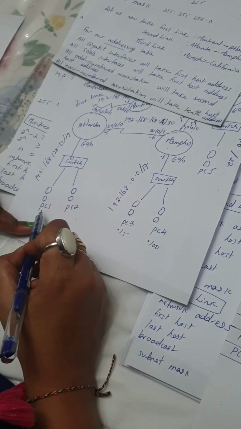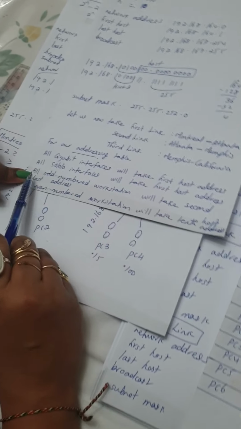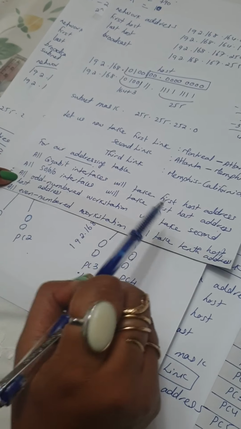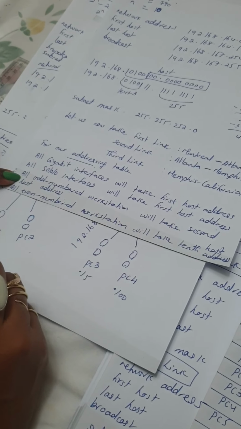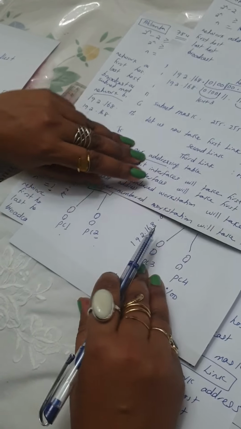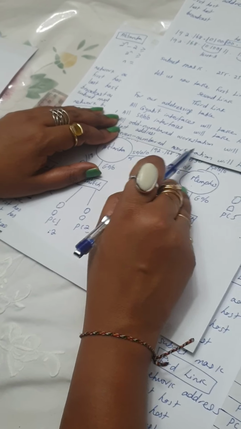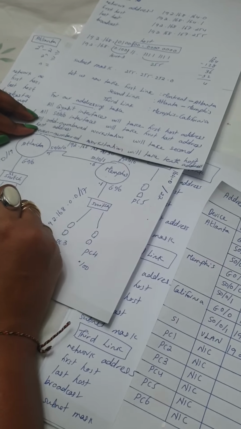Now, PC1, a workstation. Let's see what the question tells us. All odd numbered workstations will take the second host address. This is an odd number, 1. This is an even number. So we are going to take the second host address, so it's .2. And even numbered will take the 10th host address. This will be .10.